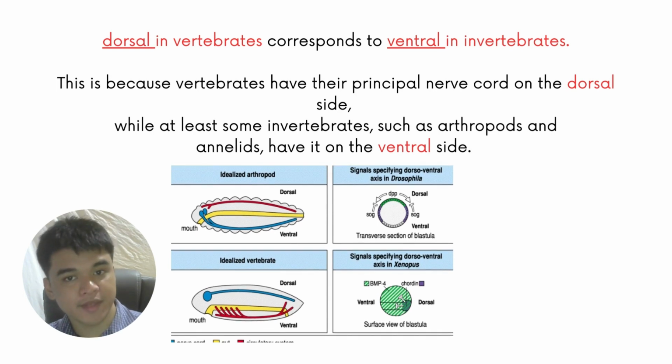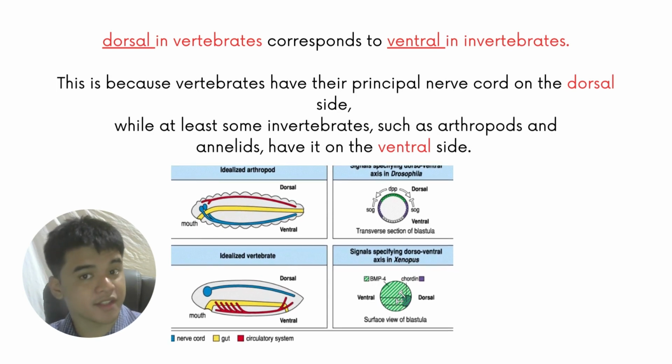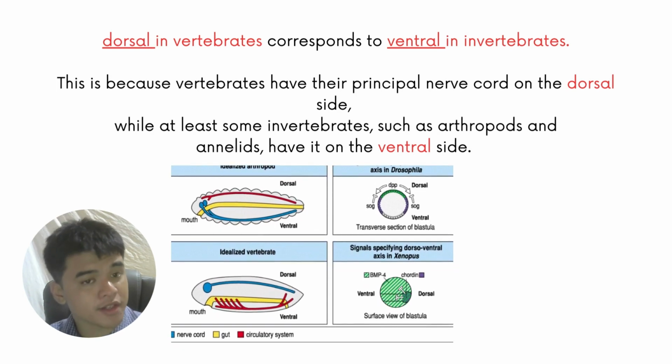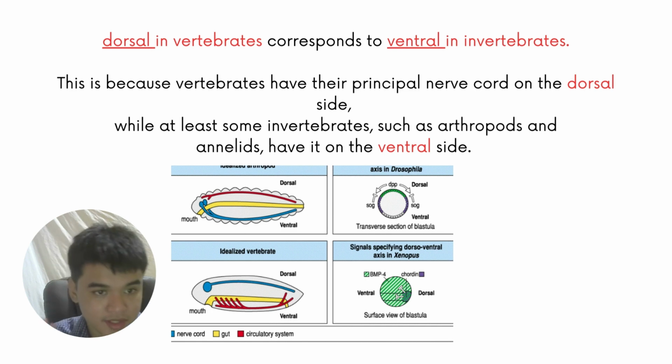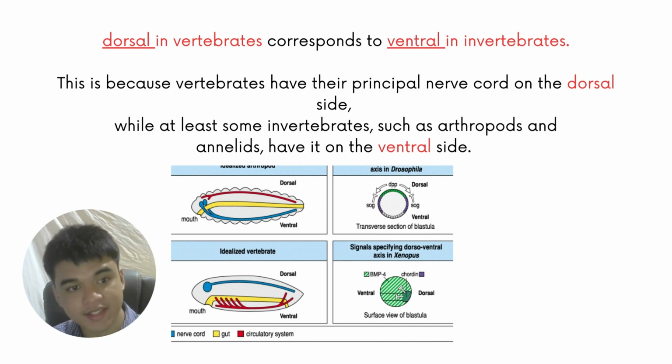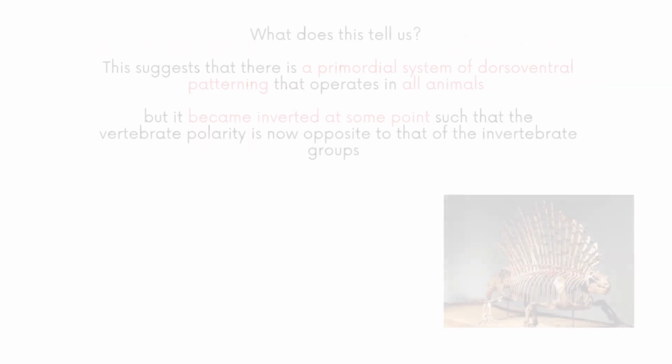And with all those experiments, we now found out that dorsal is in vertebrates, but it's ventral in the invertebrates, so it's opposite. The reason for this is the principal nerve cord is on the dorsal side for the vertebrates, while in some invertebrates it is on the ventral side. In the picture below, you can see that it is opposite. The reason for this is like a puzzle piece. You cannot put the same piece in the same side. So you can't put the heart where the spinal cord is and vice versa.